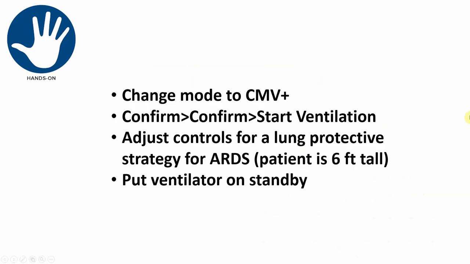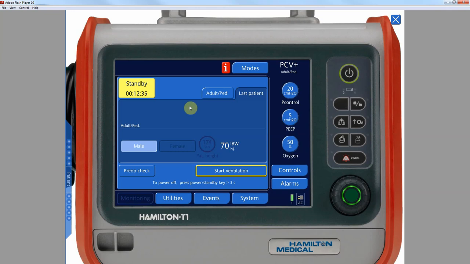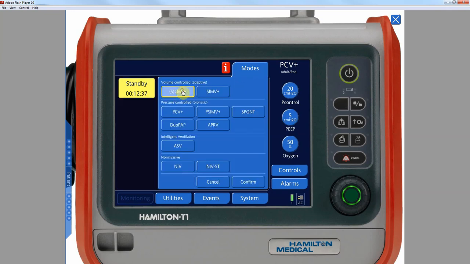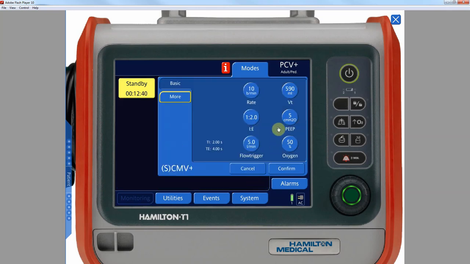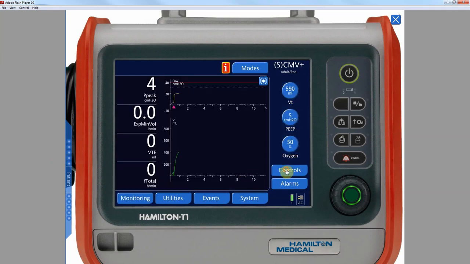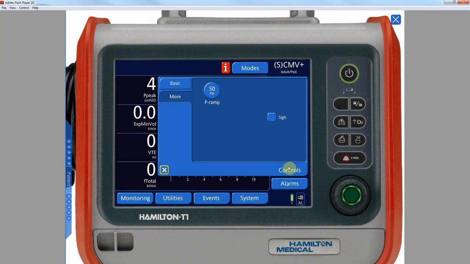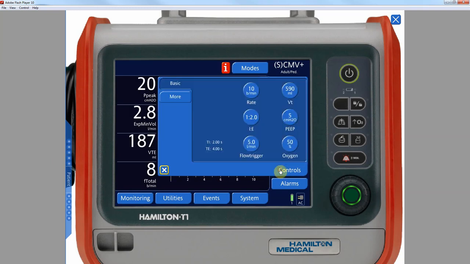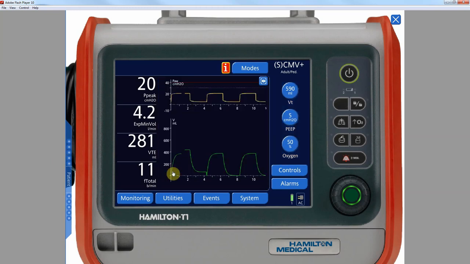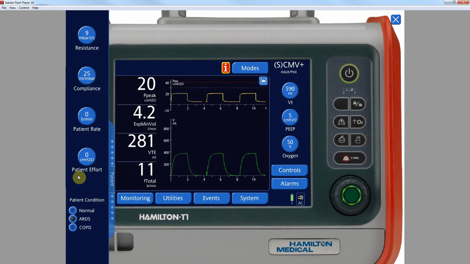So let's see what this looks like using CMV, using an ARDS strategy. So let's change our mode to CMV, confirm. The ventilator, depending on the input of the patient's data, it's not giving us that here, but it will in our ventilators. You can see the height and the gender that you put in for that patient. So I'm just making sure I have an active patient.